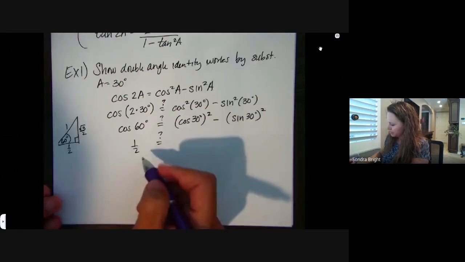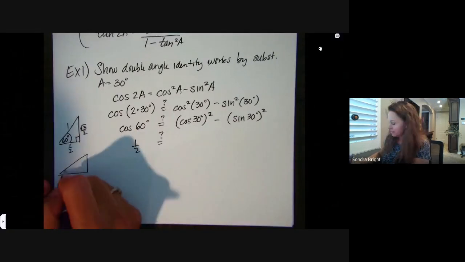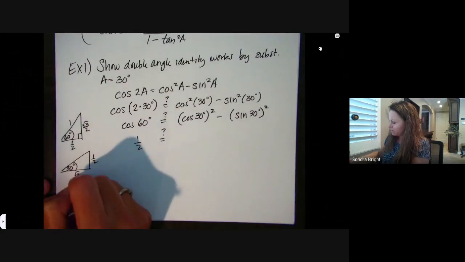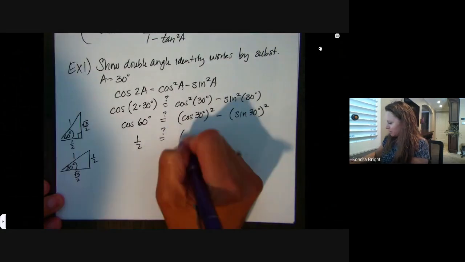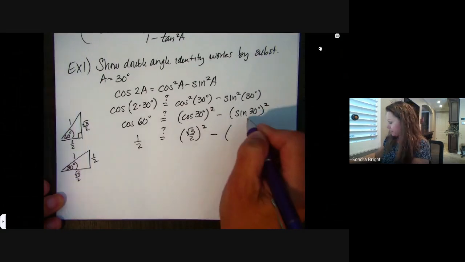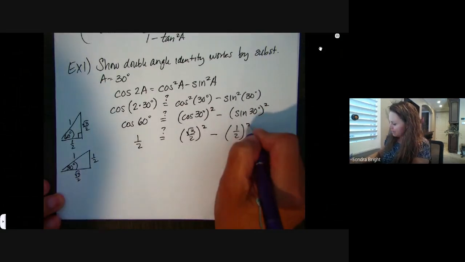both of these are 30 degrees. So let's do a 30-degree angle. That's a shorty. So that's a 1/2 here, a rad 3 over 2 here, and a 1. So cosine of 30 degrees is rad 3 over 2. And then we're going to square it and subtract from it. Sine of 30 degrees is 1/2. We'll square that. So is that equal?